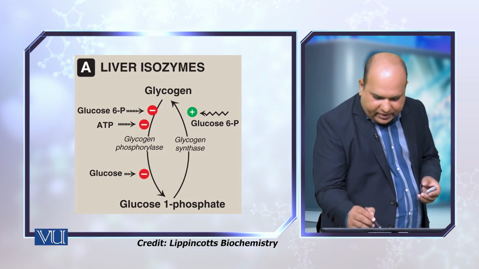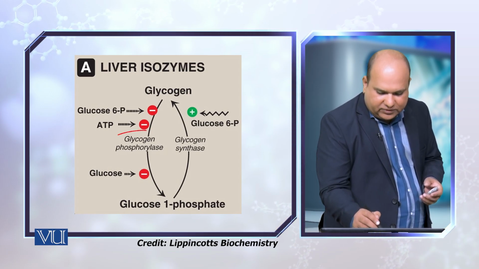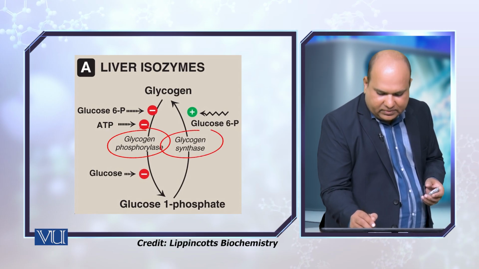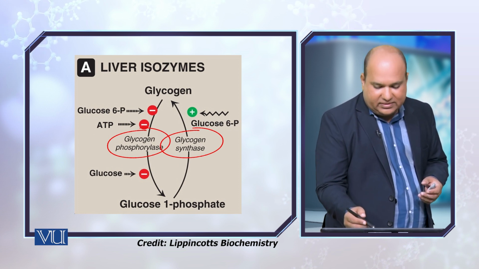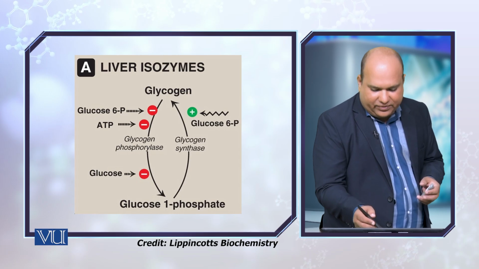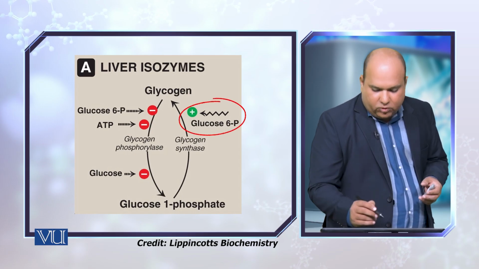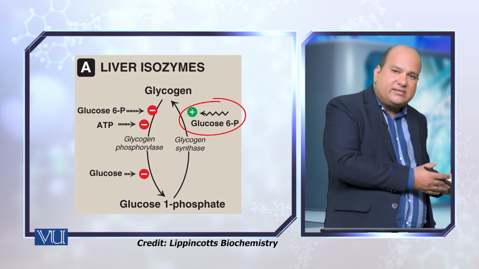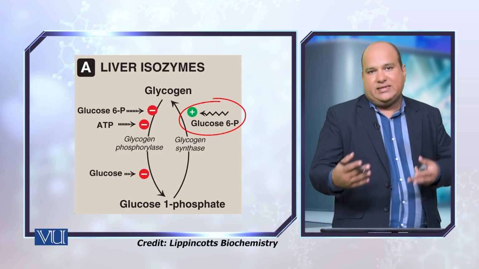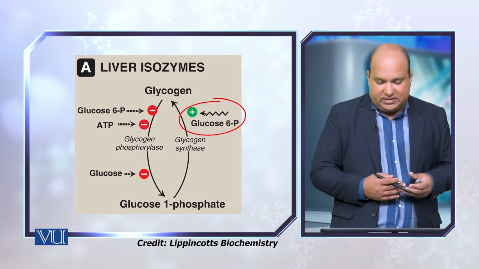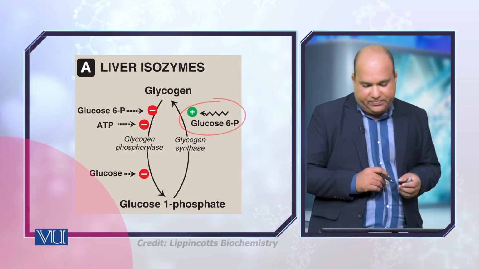So the left hand side of this figure is talking about the activity of glycogen phosphorylase, and the right hand side is talking about the activity of glycogen synthase. Of course, that means the right side is for the synthesis of glycogen and the left hand side is for the degradation of glycogen. You can clearly see here that glucose 6 phosphate acts as an inhibitor of the degradation of glycogen, and it will act as an activator of glycogen synthesis by activating the glycogen synthase.